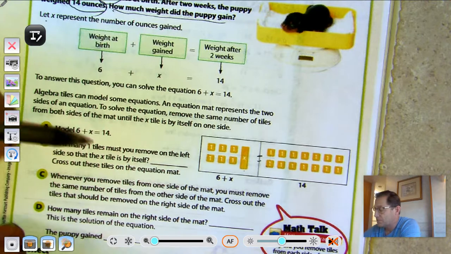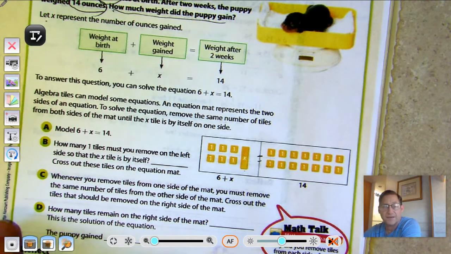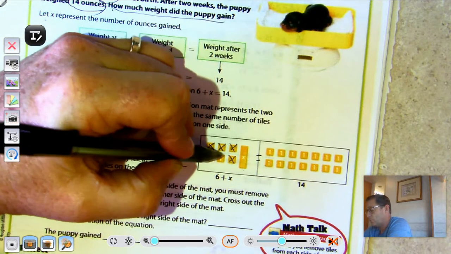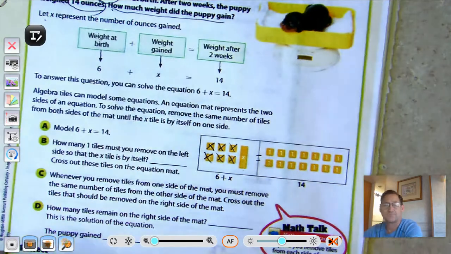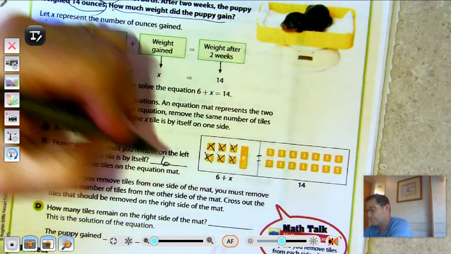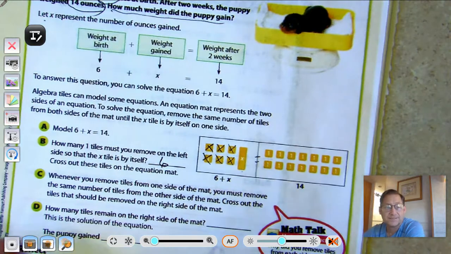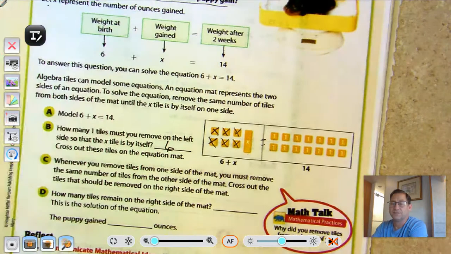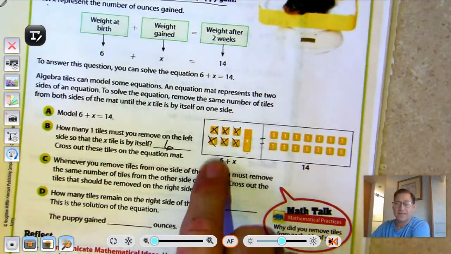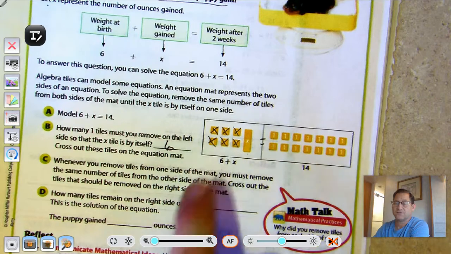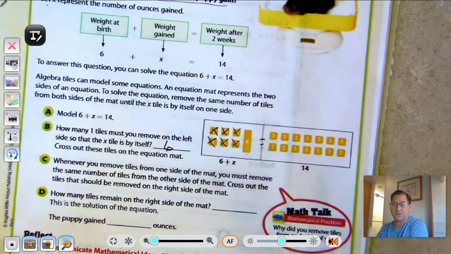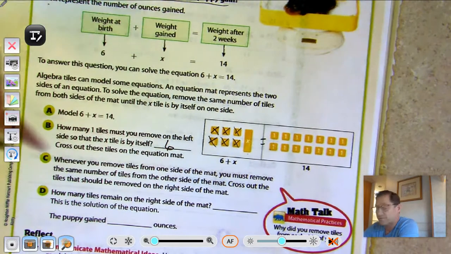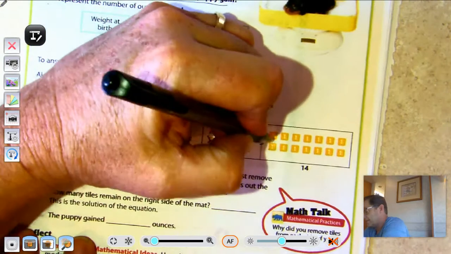So how many tiles must you remove on the left side so that the x tile is by itself? Well, 1, 2, 3, 4, 5, 6. So cross out those 6. But now we've changed the balance of the equation. We've taken away these 6 that were there, so we have to do the same thing to the opposite side to keep the equation balanced. Whenever you remove tiles from one side, you must remove the same number of tiles from the other side. So we need to cross out 6 on this side.